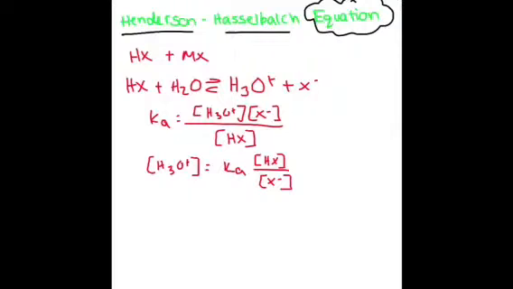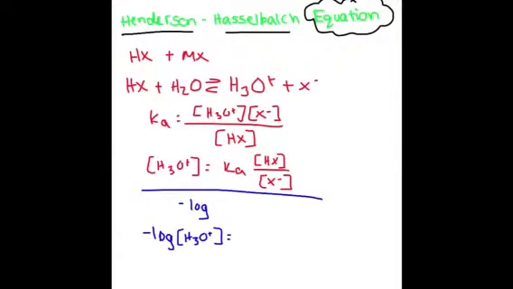Now, here's where they did something a little bit crazy. They took the negative log of both sides. Therefore, they had negative log of the concentration of hydronium ions equals the negative log of Ka minus the log of the concentration of weak acid divided by the concentration of conjugate base.